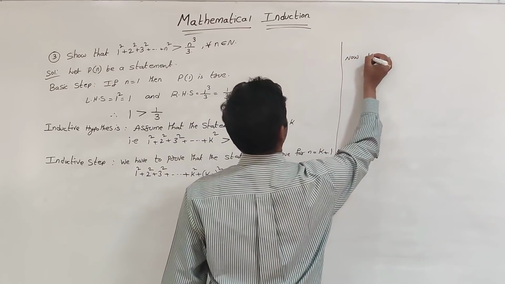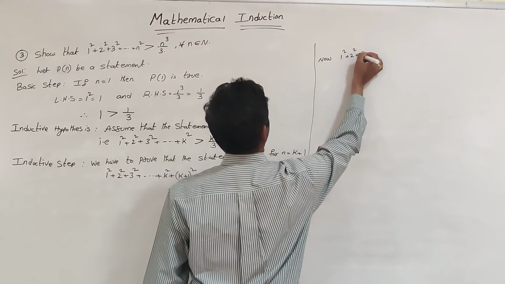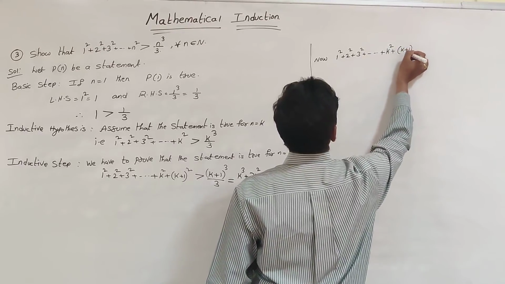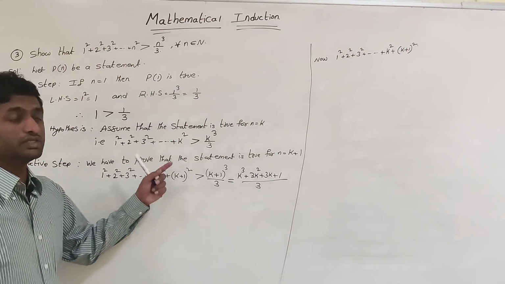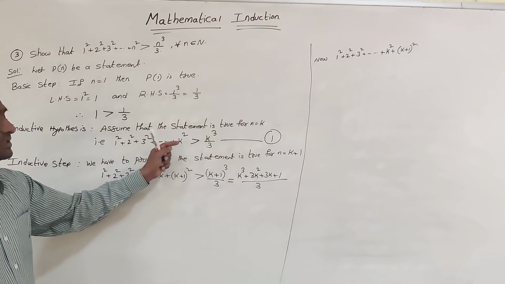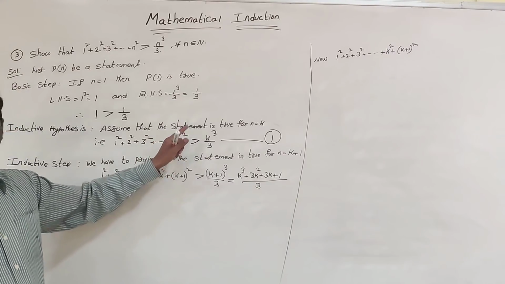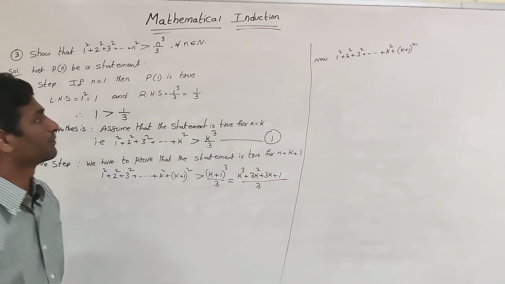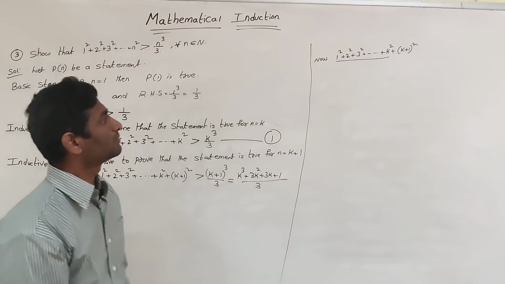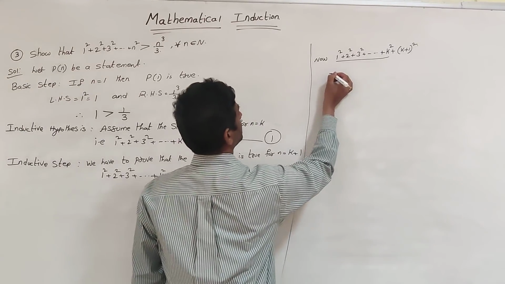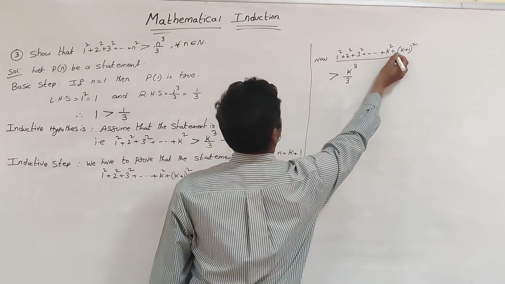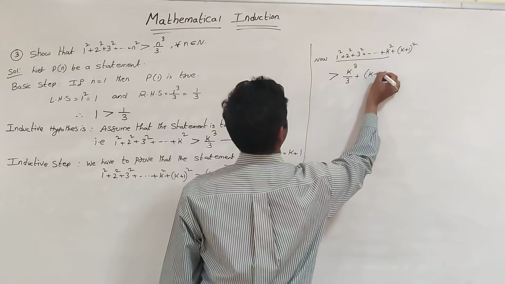Now 1 square plus 2 square plus 3 square plus so on plus k square plus k plus 1 whole square. But by using the inductive hypothesis, that is equation 1, the sum of the squares of the first k natural numbers is always greater than k cube by 3. Now this total value, 1 square plus 2 square plus 3 square plus so on plus k square plus k plus 1 whole square, is always greater than k cube by 3 plus k plus 1 whole square, as it is.